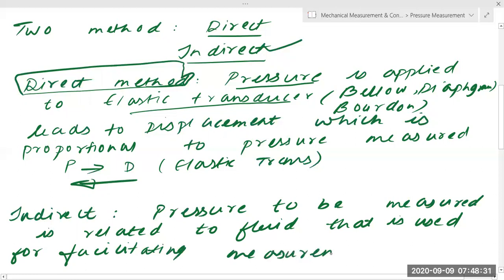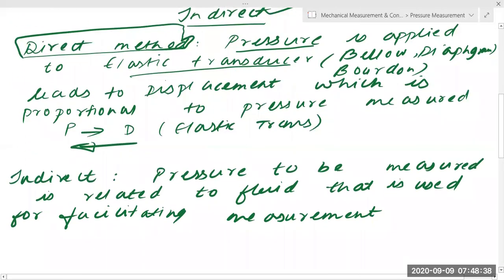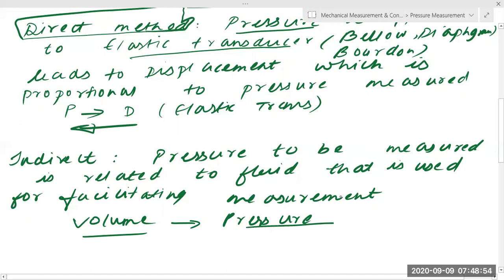Like what I am trying to explain, what are the properties of fluid? Suppose we are using mercury to measure the pressure of a gas. When we are using mercury, we know that mercury will have some kind of volume. Whatever the volume change of the mercury is, it will be proportional to the pressure of the gas. For example, or the pressure of the fluid that you're going to measure. So when you're comparing something with respect to the property of another fluid, which is facilitating the measurement of the main fluid.